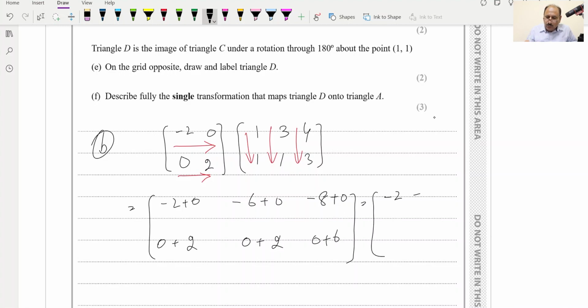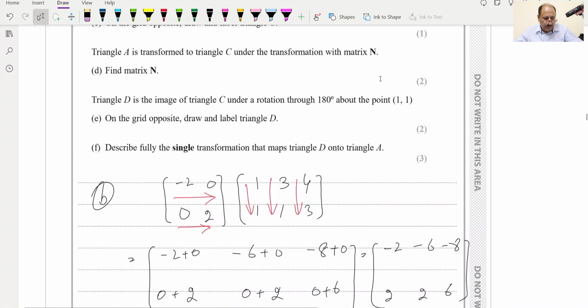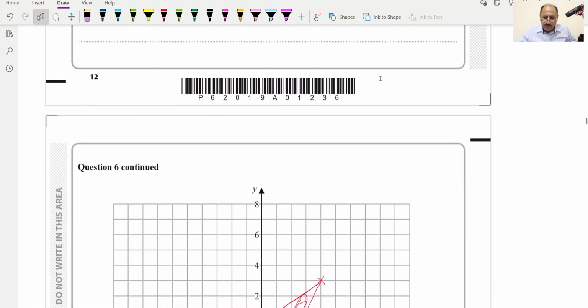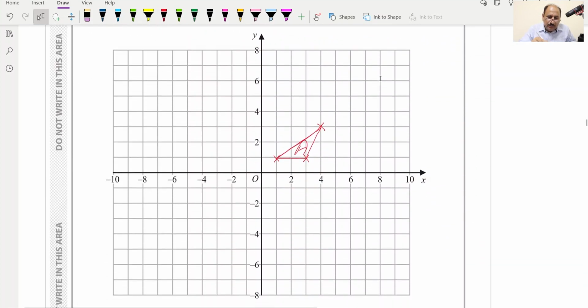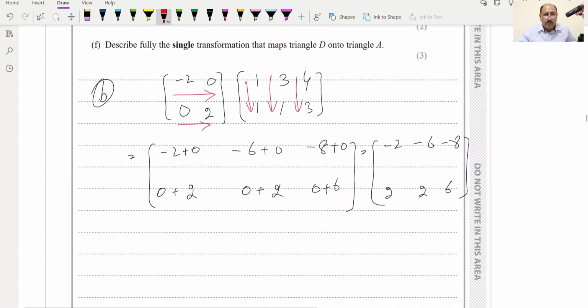We can simplify this as -2, -6, -8, and 2, 2, and 6, and this will be the new location. These will be x values and these will be y values, and we can draw on the grid: this will be (-2, 2), and (-6, 2). So -2 and 2.